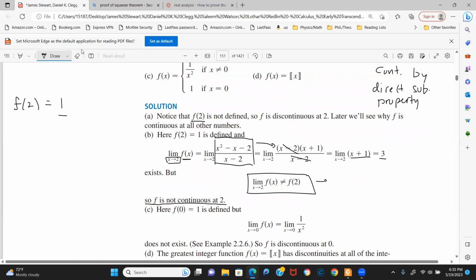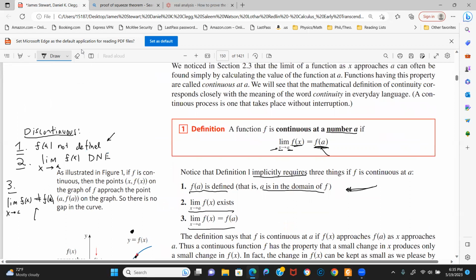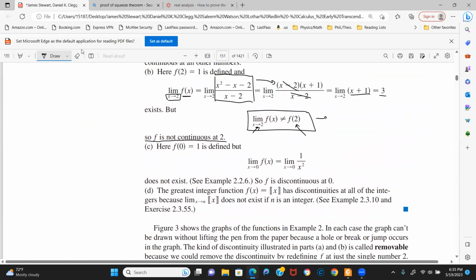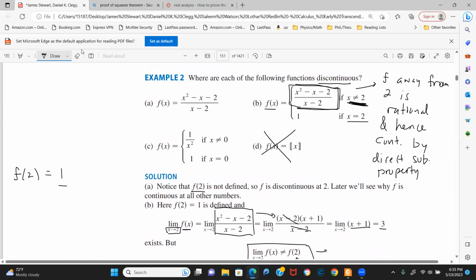So in other words, the limit exists and f of 2 exists, it's defined, but they don't equal. That's what I was talking about with discontinuities up here, this third type. The limit exists and the function is defined at the point, but they don't agree. And then what about this one? I don't care about D. Don't even worry about that one.